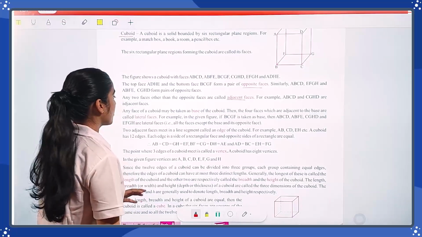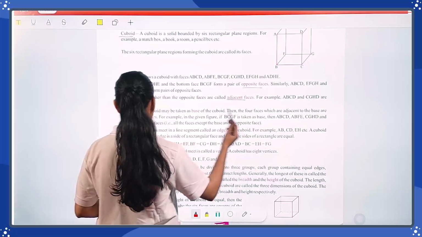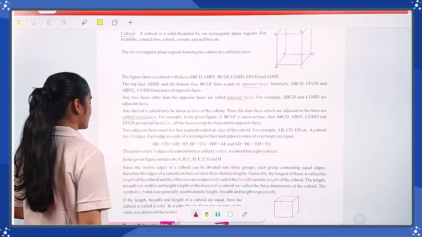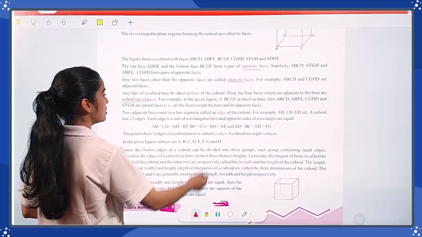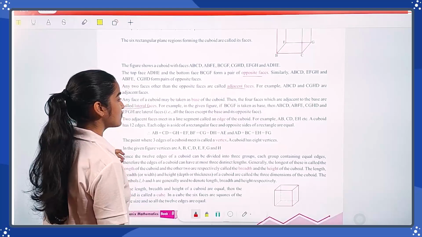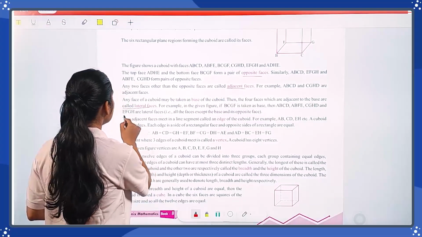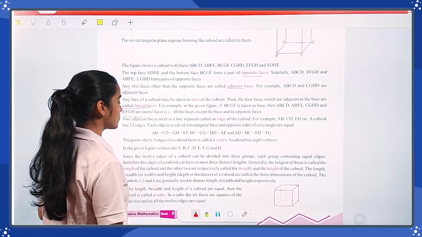Any face of a cuboid may be taken as the base of the cuboid. Then the four faces adjacent to the base are called lateral faces. For example, in the given figure, if BCGF is taken as the base, then ABCD, ABEF, GCHD and EFGH are lateral faces, all the faces except the base and its opposite face.